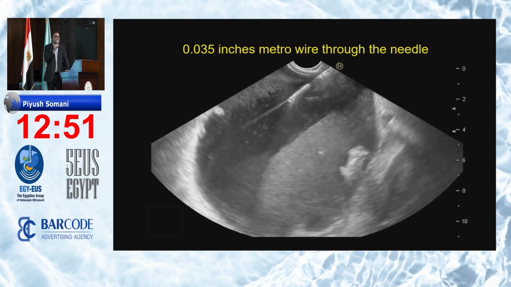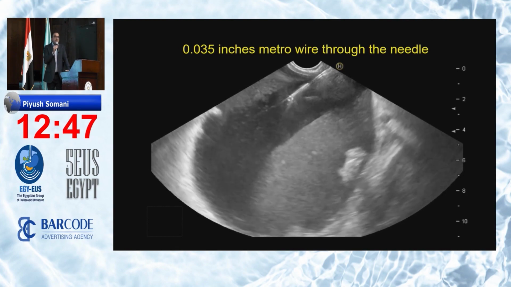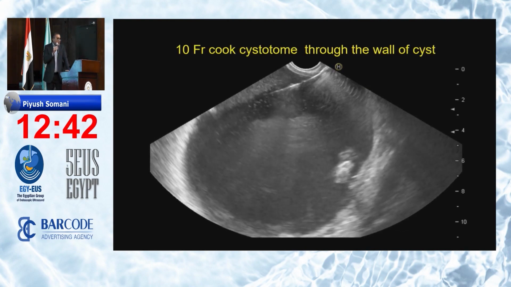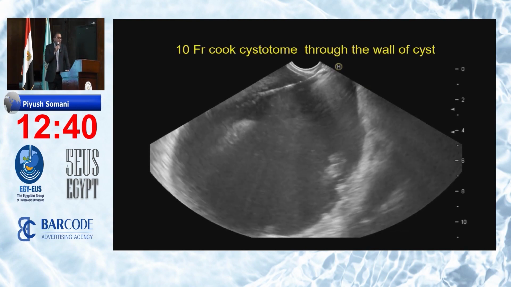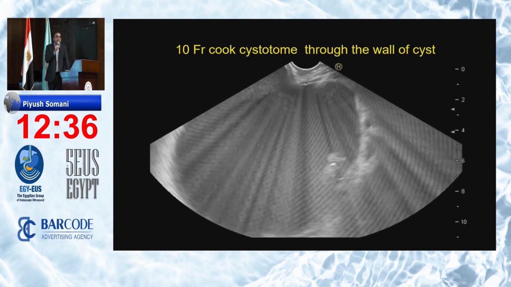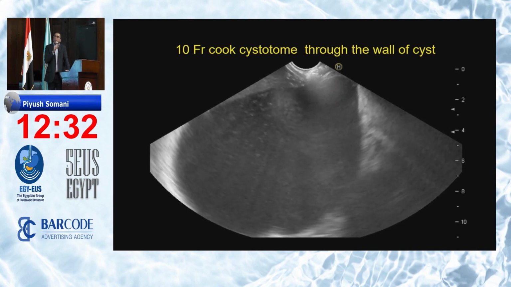We are trying to make 2 loops of the guide wire, and obviously fluoroscopy helps us in visualizing the same thing. After making 2 loops of the guide wire, we use a 10 French cystotome, because in UAE at that time we never had 6 French. Nowadays we have it. So we use a 10 French cystotome to go through the wall.